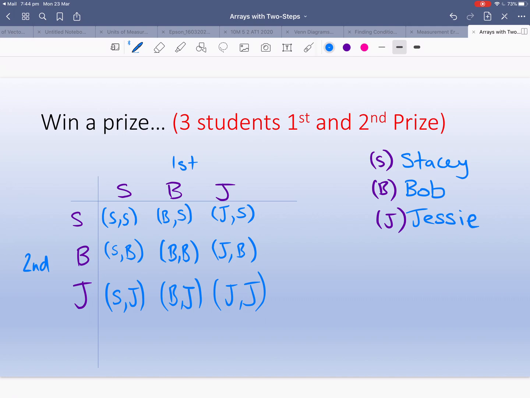Now, if I had a question that said, how many outcomes are there? I just count them all up. 1, 2, 3, 4, 5, 6, 7, 8, 9. So there's 9 different outcomes. There's 9 outcomes. I'll put it in a different color.